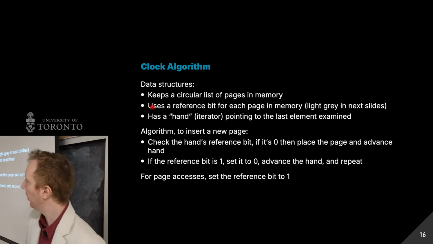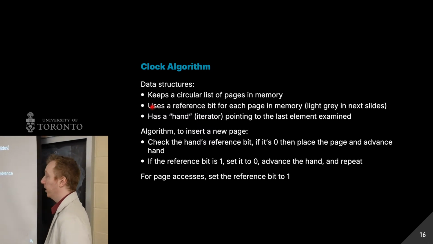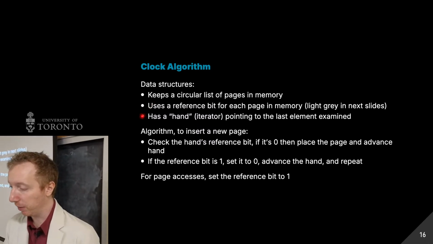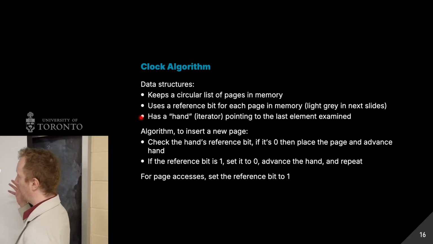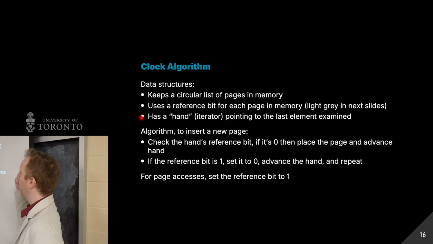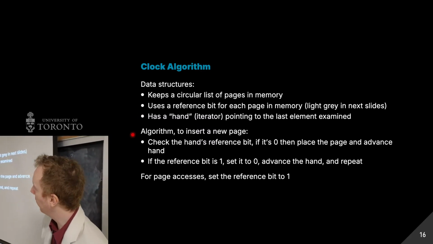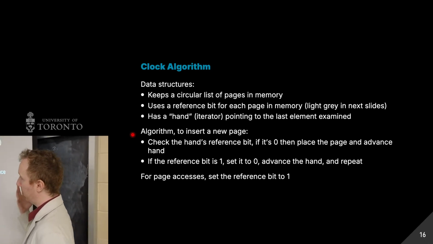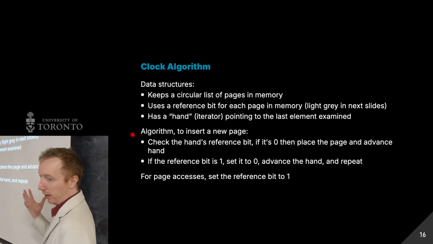So we'll do this. In fact, this is what is already handled for you by the MMU. It will set that for you whenever you access a page. It will update a reference bit for you. So the other data structure it has is the hand. So it's just an iterator pointing to the last element examined or last page. So how to remember what happens with this is whenever you reference a page or use a page, if it's in memory or not, you're only updating a bit. You're not doing anything more than that.